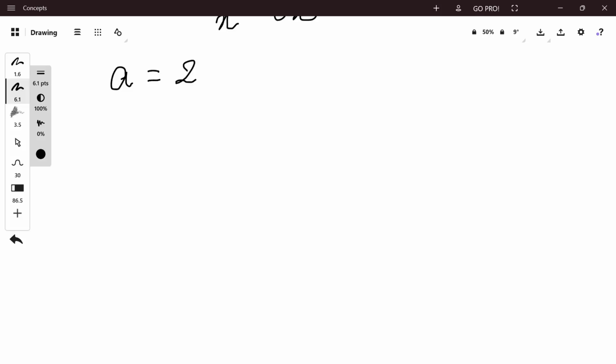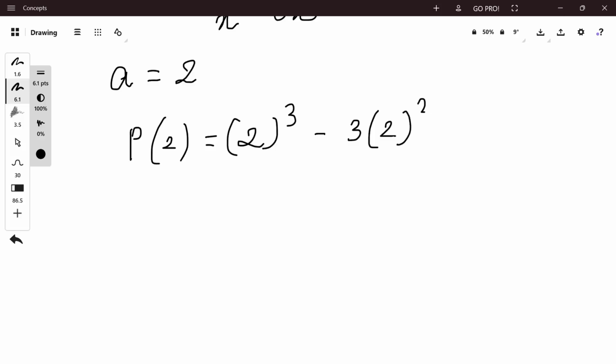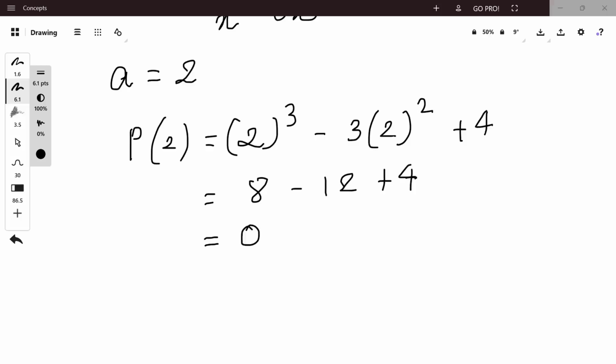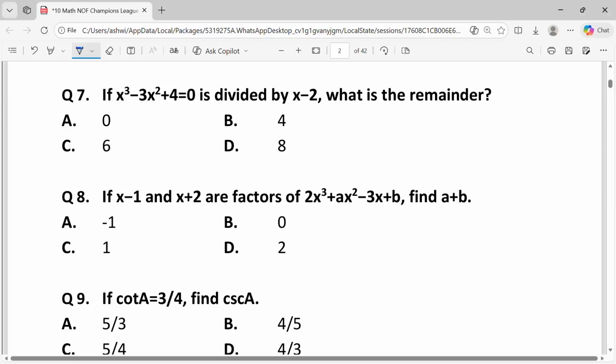Substituting a is equal to 2 into polynomial p(x), that is p(2) is equal to 2 cube minus 3 into 2 square plus 4, that is equal to 8 minus 12 plus 4, which is equal to 0. From the given options, the answer is A, 0.